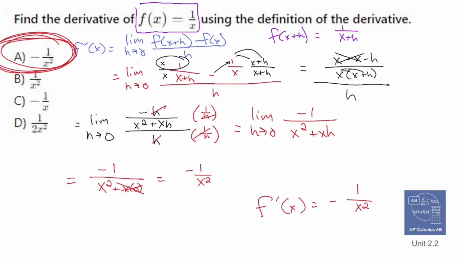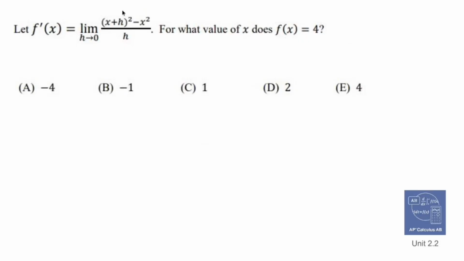Crazy fun. Let f prime equal the limit as h approaches 0 of (x plus h) squared minus x squared over h. For what value of x does f of x equal 4? Well, I give you the derivative. And by definition, the derivative is going to be the limit as h approaches 0 of f of x plus h minus f of x all over h. This problem wants me to find out when f of x is 4. But I'm not given f of x. I'm given f prime of x.